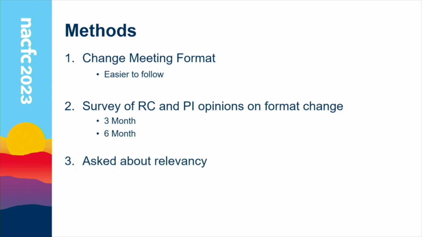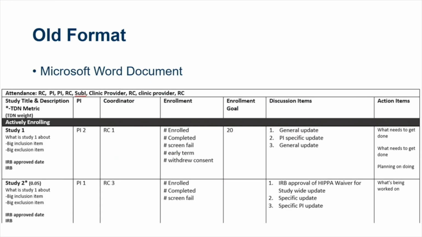We wanted to see if people who were invited to the meeting, if it was even relevant to them anymore, since it had been going on for so long. So just to start, this is what we'll call the old format. This was a Microsoft Word document. It had all of the studies that were open and enrolling, not enrolling, closed, upcoming. It was about 8 to 10 pages of studies.